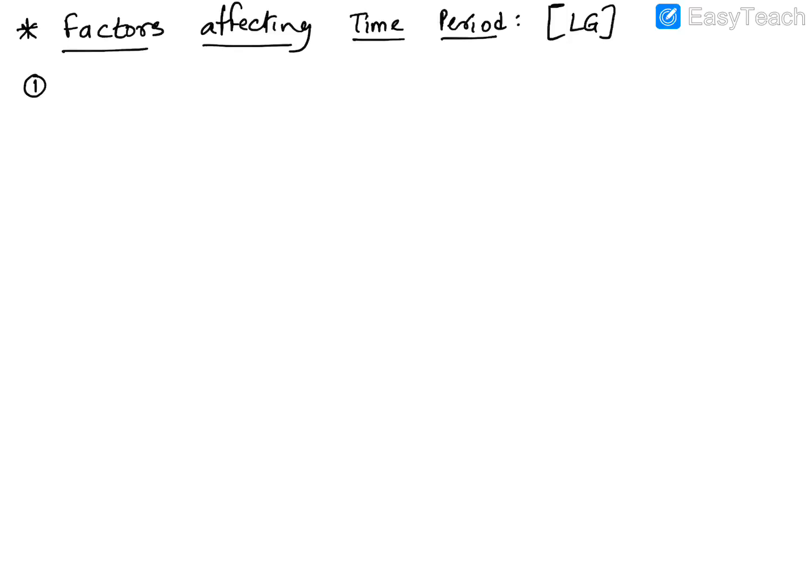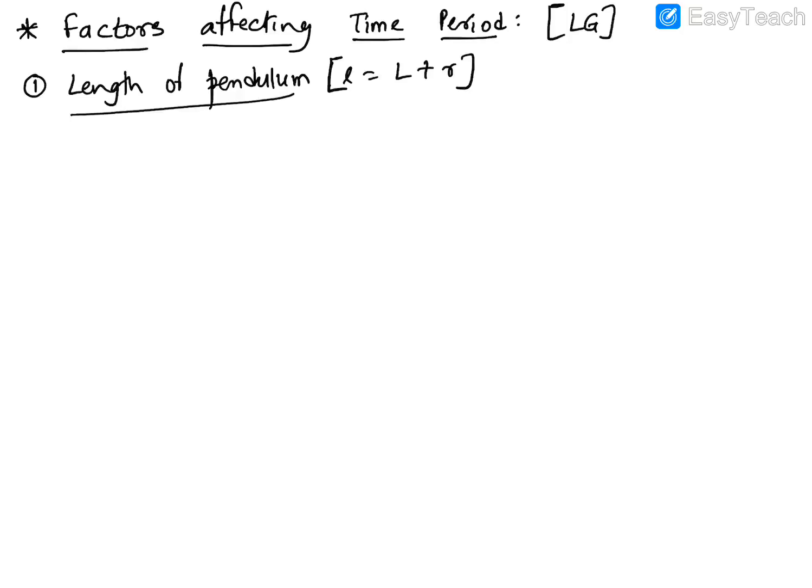Now what are the factors? The first factor is the length of the pendulum. Guys, remember when they say length of the pendulum, they basically mean the effective length only. Length of the pendulum, which means L, is equal to the length of the string plus the radius of the bob. Now how does length affect the time period? Time period is directly proportional to the square root of length. In simpler words, if you increase the length, the time period must also increase. So they are directly proportional.